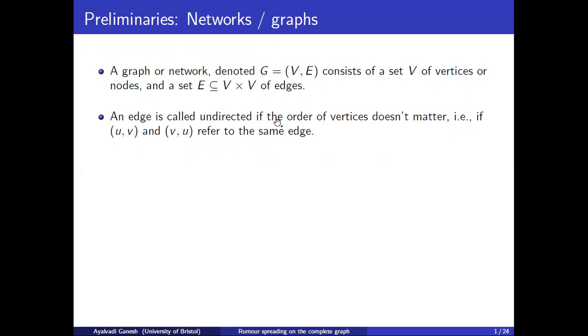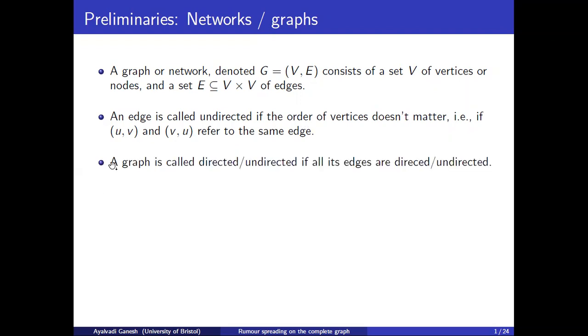So an edge is called undirected if the order of vertices doesn't matter, meaning that UV and VU refer to the same edge, where U and V are vertices. But if these refer to distinct edges, then these are directed. And a graph is called directed or undirected if all its edges are of the corresponding type. The graphs we study in this course will all or mostly all be finite, meaning there will be only finitely many vertices and hence only finitely many edges in the graph.